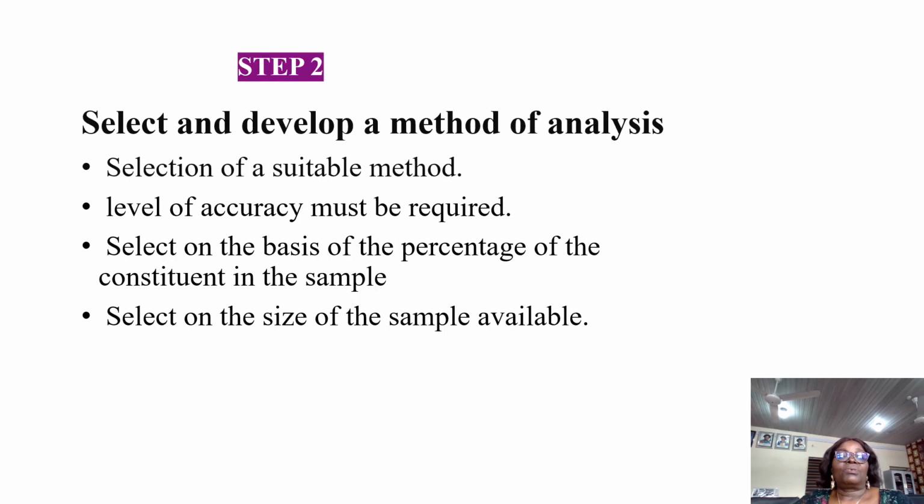Step 2. We select and develop a method of analysis. Selection of a suitable method is very, very important, and you will select a method with a high level of accuracy. You select on the basis of the percentage of the constituent in the sample, and on the size of the sample available to you. This step is very important; every good chemist must know how to select a method of analysis.